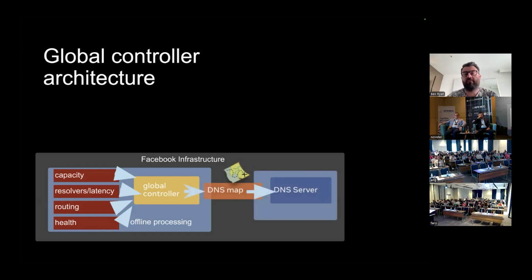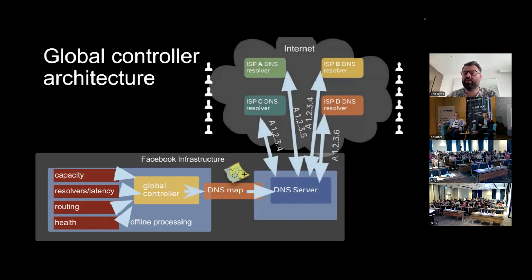That global controller then feeds our authoritative DNS servers. When users make a request for Facebook, let's say they request www.facebook.com, they will get an IP address with a very low TTL, which points into the best piece of infrastructure. What that means is different operators, depending on how we interconnect and how we serve that traffic, may get different IP addresses pointing them at different pieces of our infrastructure.